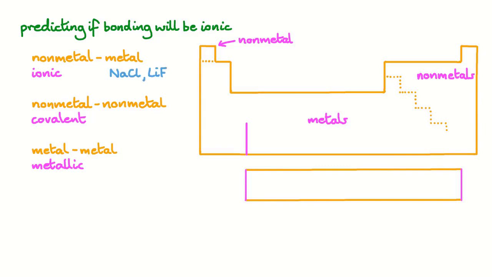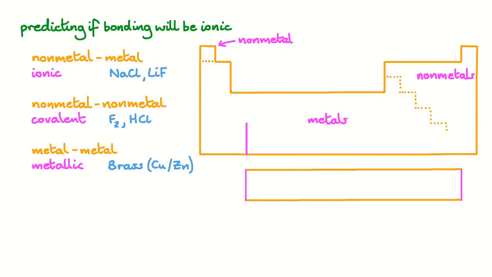Sodium chloride and lithium fluoride are good examples of non-metal-metal pairings which exhibit ionic bonding. Fluorine gas and hydrogen chloride exhibit covalent bonding, and we see metallic bonding in pure metals or in alloys like brass, which is a mixture of copper and zinc.